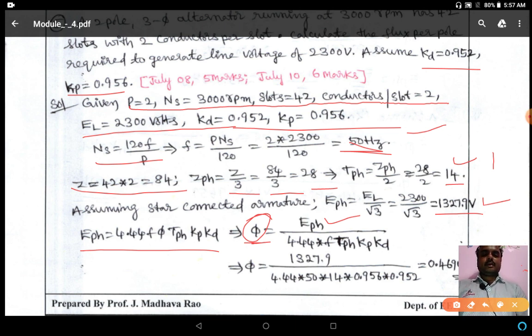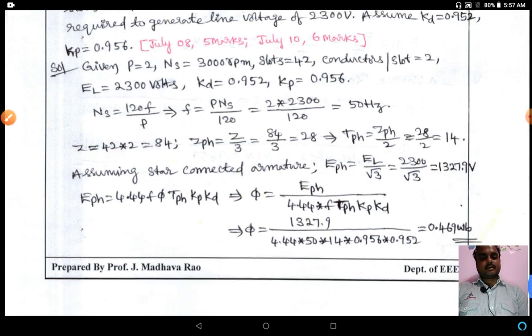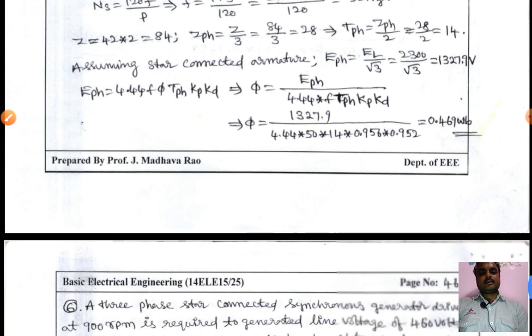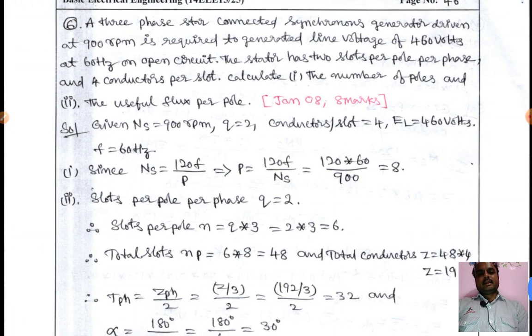So substitute f, Tph, Eph and Kp, Kd values in this formula. You will get phi, flux per pole, is equal to 0.469 Webers, right? This is the answer. So next problem.